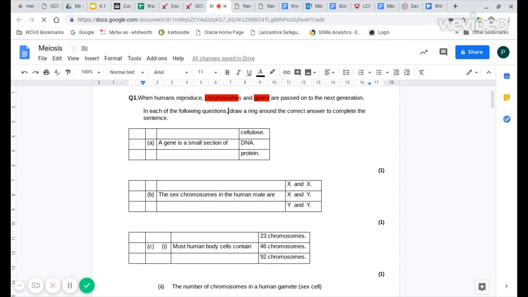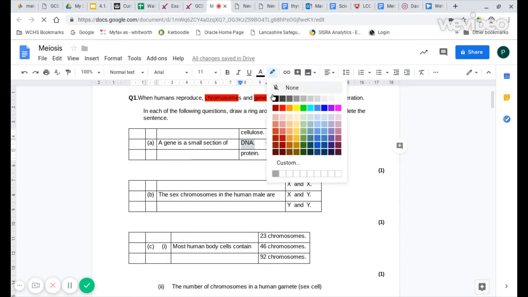Proteins are chains of amino acids, so it must be DNA. A gene is a small section of DNA. There it is.